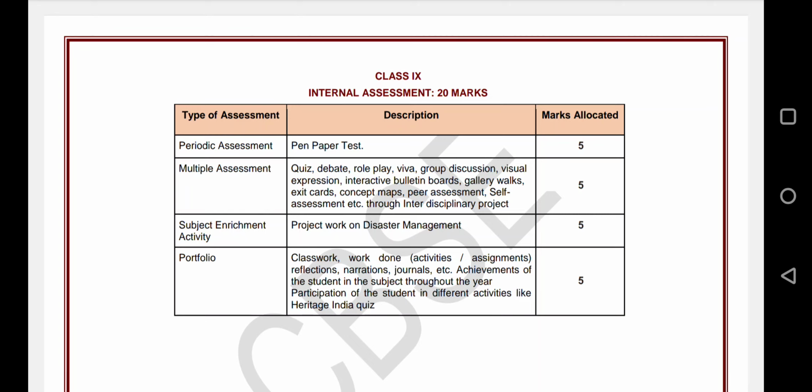And then there will be an interdisciplinary project also, which we have seen in 2 chapters, one of geography and one from your history. So that is also going to be assessed here. Then we have subject enrichment, where you will get a project on disaster management. You learned about industrial disaster in your 8th class. You learned about natural disaster in 7th class.